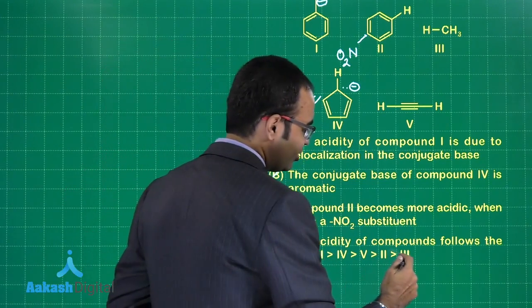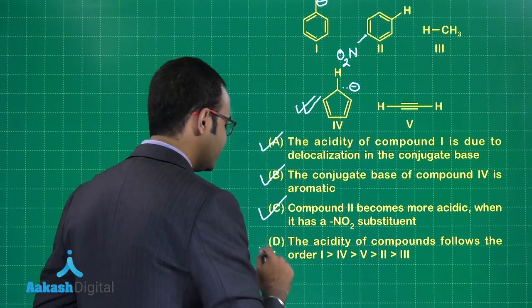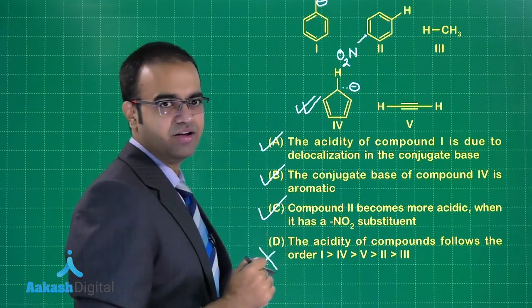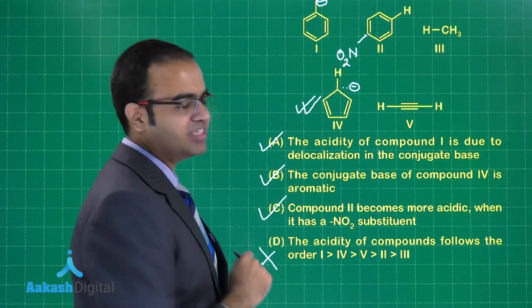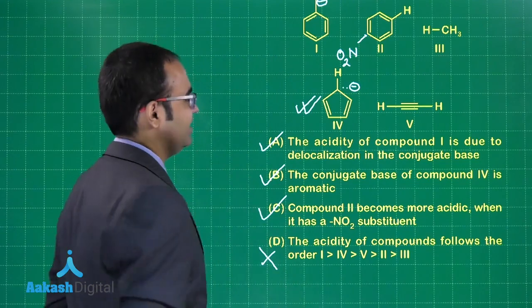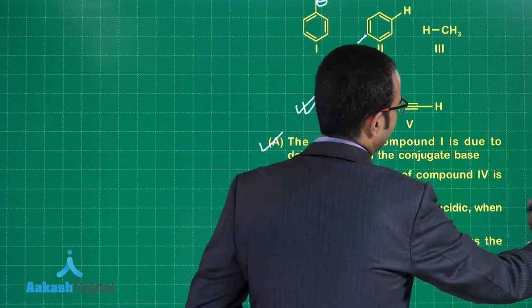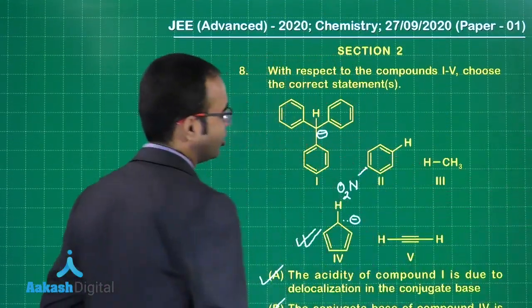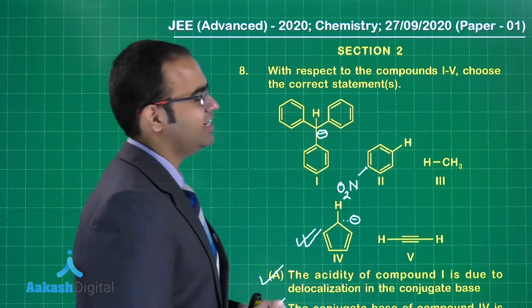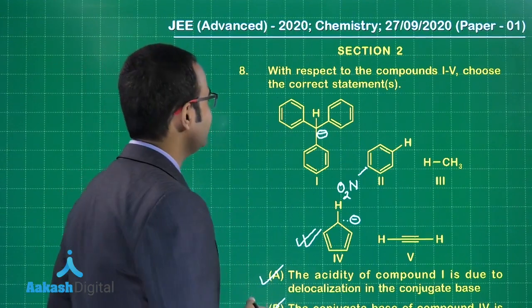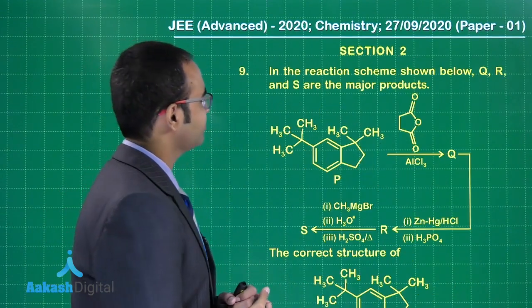So is that given over here? No. So option D is incorrect. Okay. So the correct answer to this question is A, B and C, guys. Okay. So I hope you have understood this, a question from organic, that is acidity of organic compounds. Okay. Let us look at the next question.